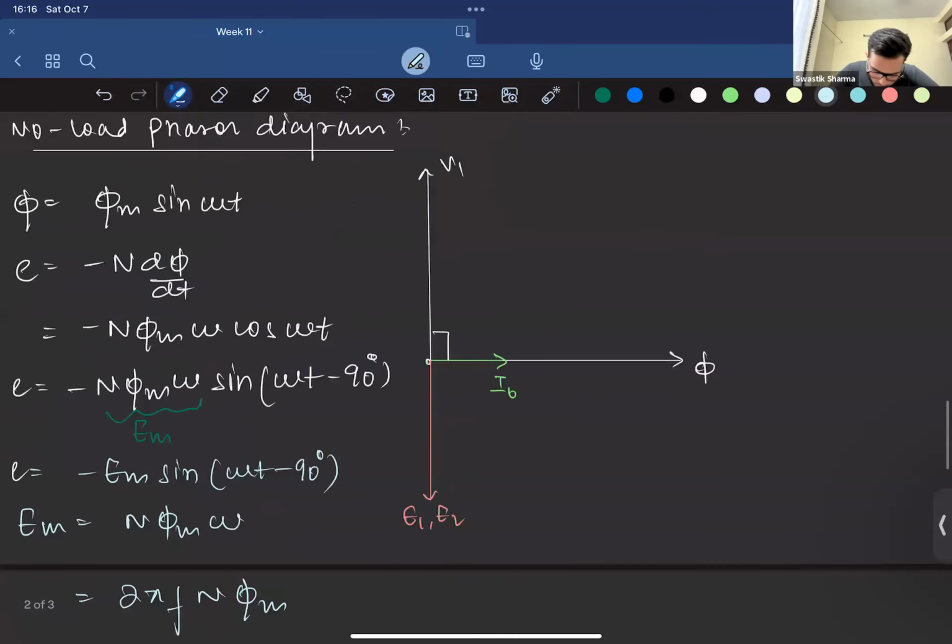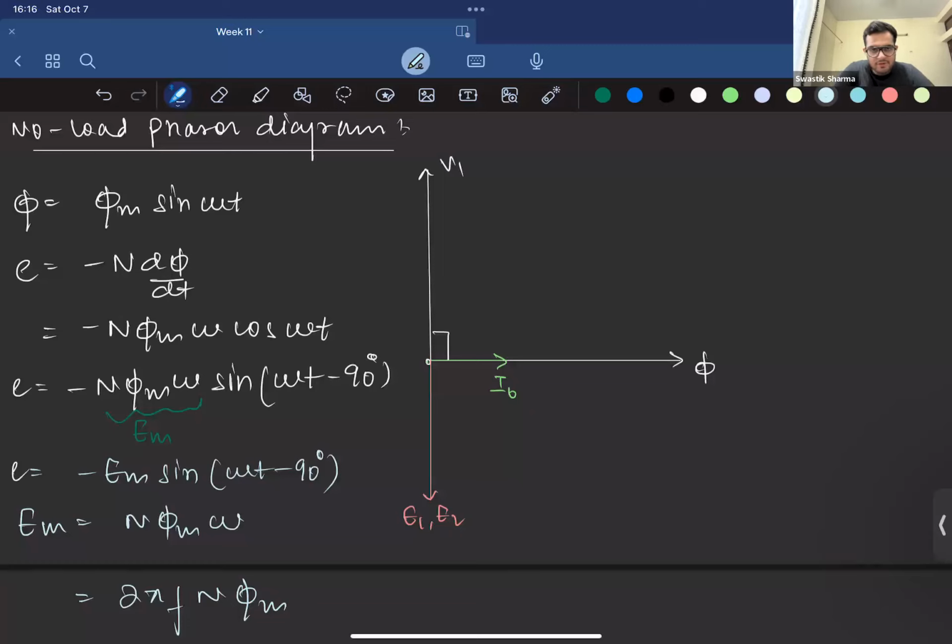Right now, but there's one problem with this. We have assumed that the whole no load current supports the formation of flux, right? Which is not the case usually. Usually, what happens, there are core losses too. Core losses in the form of, we have already read about it in our previous class, we talked about it.